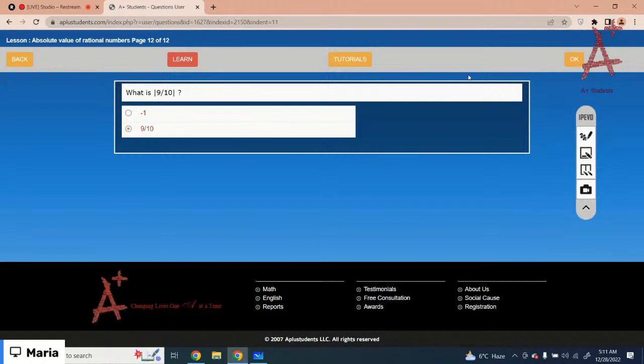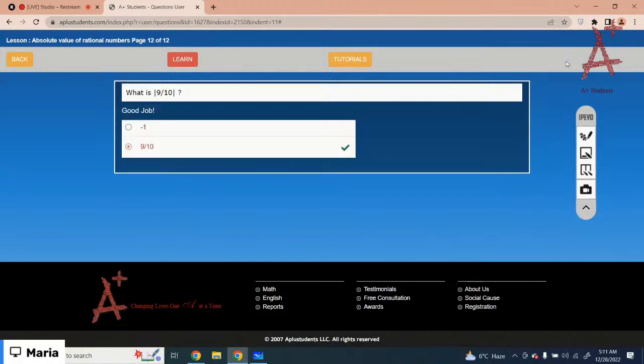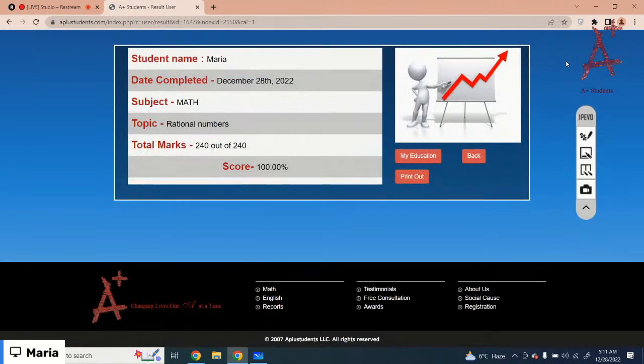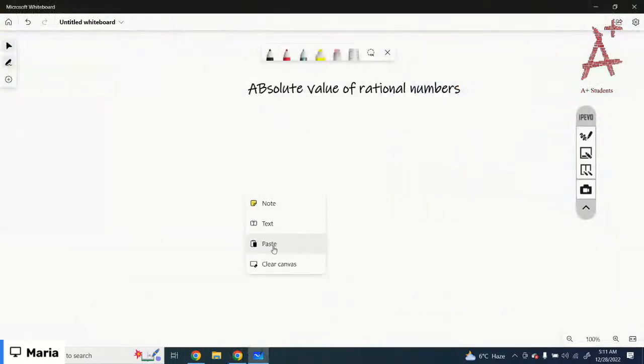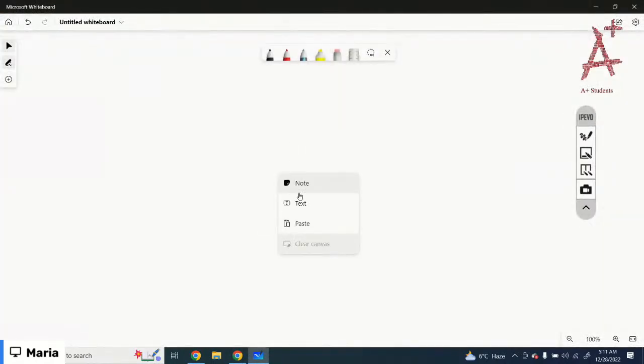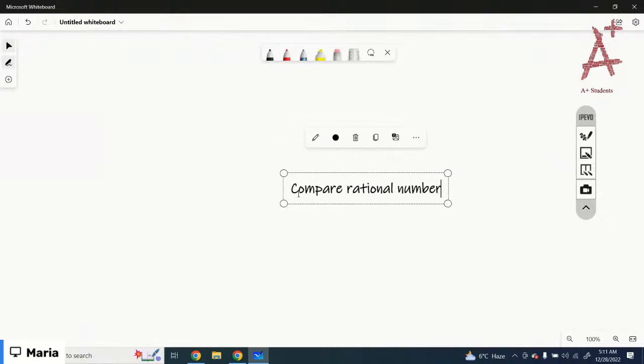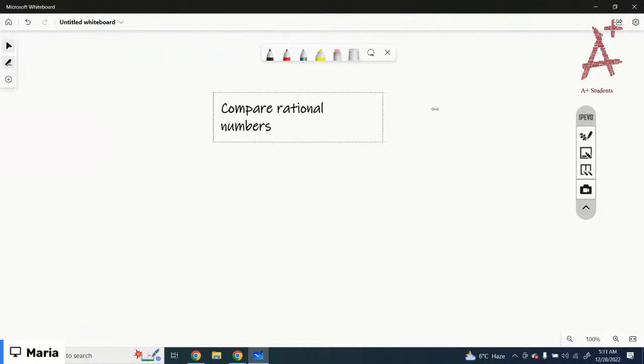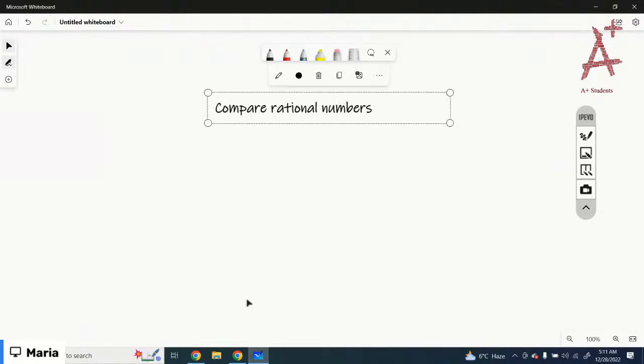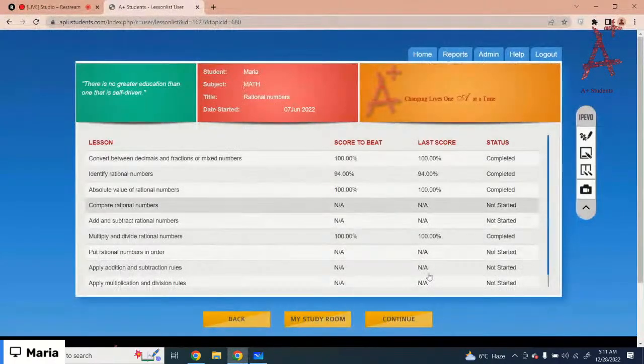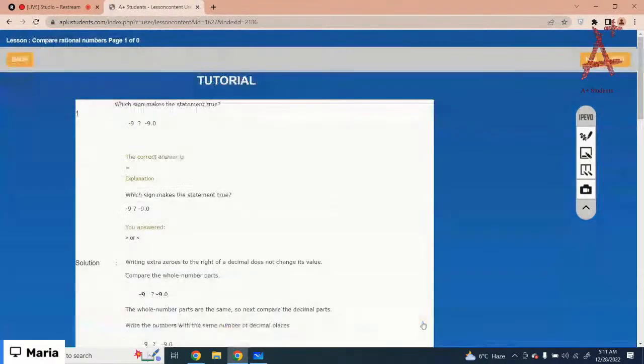Got it. So we have done with the lesson and the test as well. Let me just move on to the next lesson. The next lesson is compare rational numbers. Let me just write down the lesson name. Compare rational numbers. Here is the compare rational numbers.